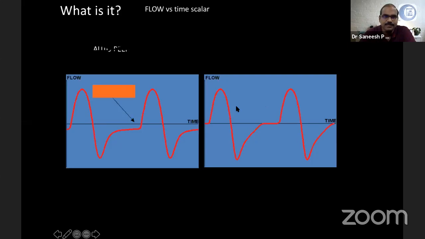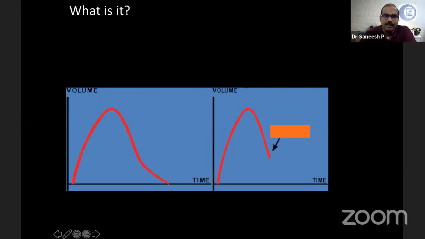Yes, sir. Okay. There were lots of queries regarding auto-PEEP. This is volume versus time. What you can see here is the volume builds up during inspiration and then comes down during expiration. Then what happens with this breath cycle?